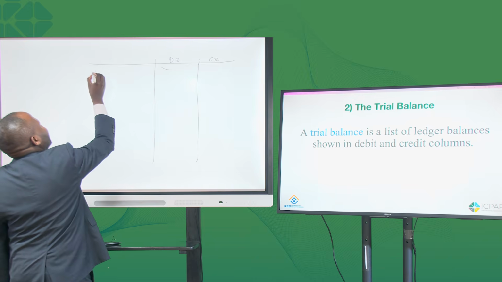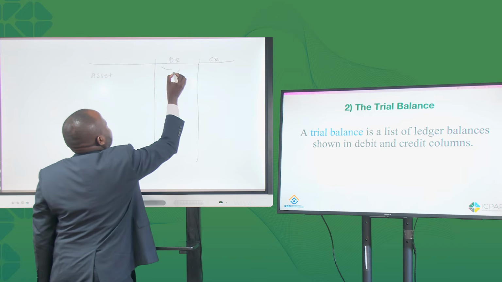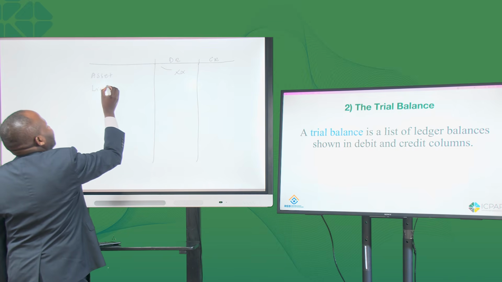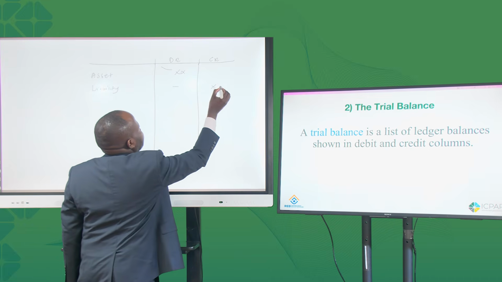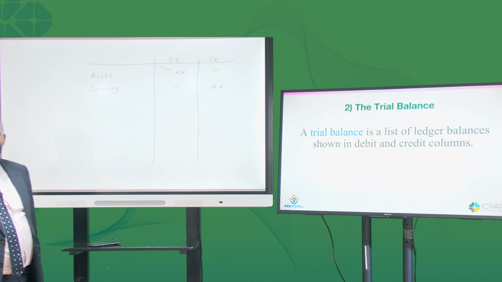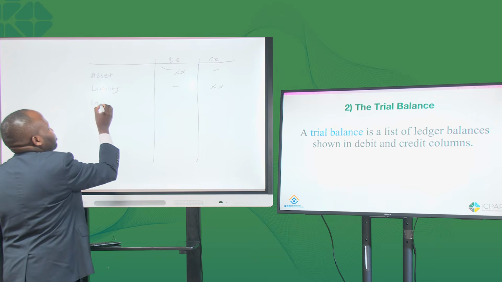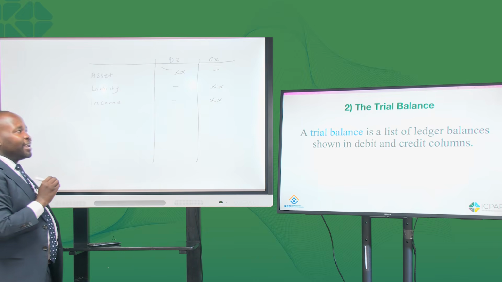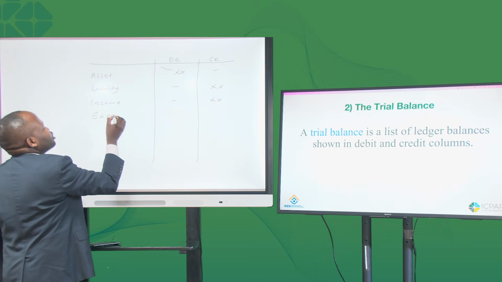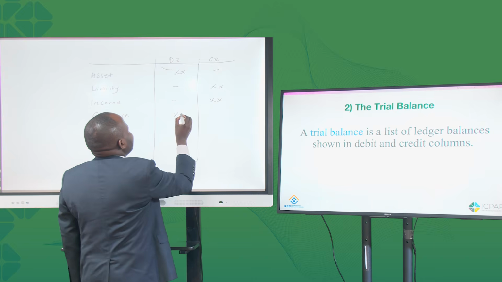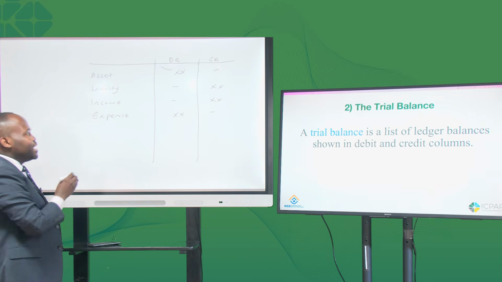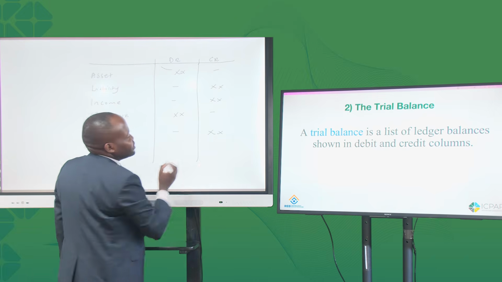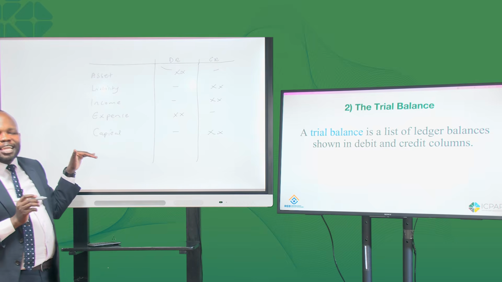The point is, any ledger related to an asset, we post it on the debit side. Any ledger related to a liability, we post it on the credit side. Any ledger related to income, we post it on the credit side of the trial balance. Any ledger related to an expense, we post it on the debit side. Any ledger related to capital, we post it on the credit side. But these transactions are posted individually.